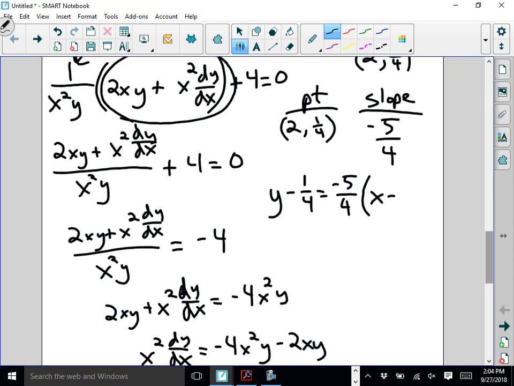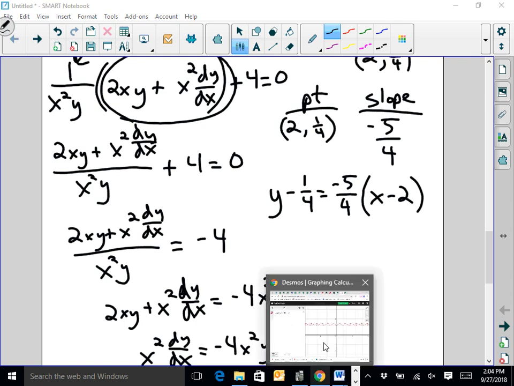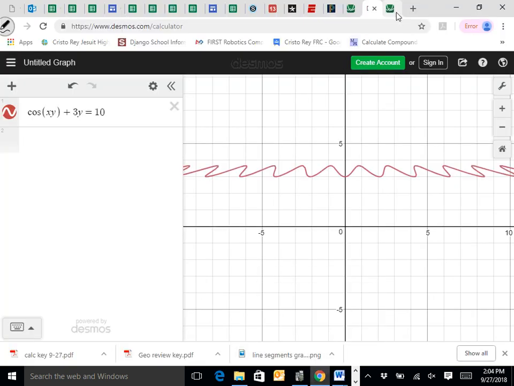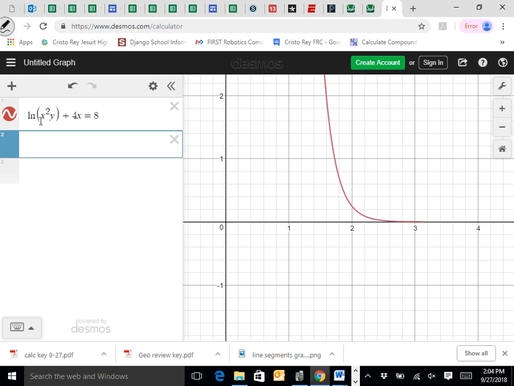So let's take a look at that one on the graph too. So here is my graph. The natural log, in a really weird curve here. Got the natural log of x squared y plus 4x equals 8. Now let's graph my tangent line and see if it actually is a tangent line. Notice the point here is 2 comma a fourth. So that looks like that's going to be right.